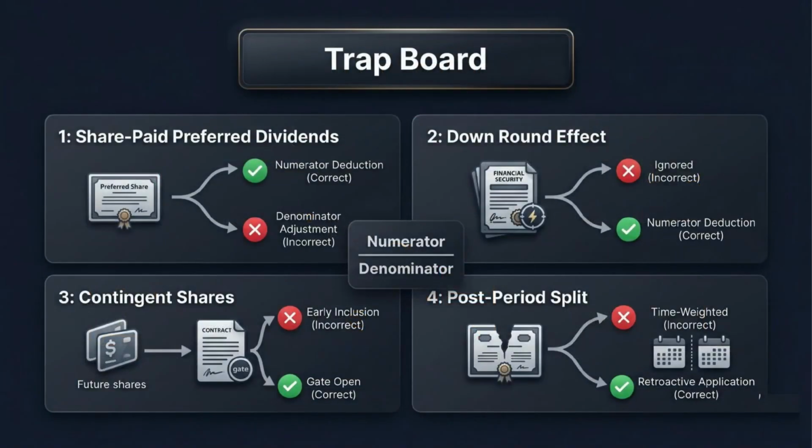Here is the trap board. Share paid preferred dividends are still deducted from the numerator. Triggered down round effects reduce the numerator. Contingent shares are not added until the condition is satisfied. Post-period stock splits before financial statement release are applied retroactively, not time-weighted. These traps look different, but the exam skill is the same. Place the adjustment on the correct side of the formula.